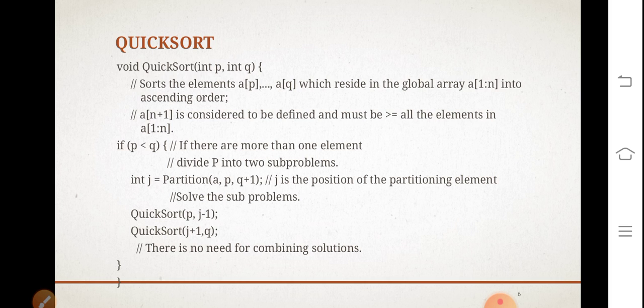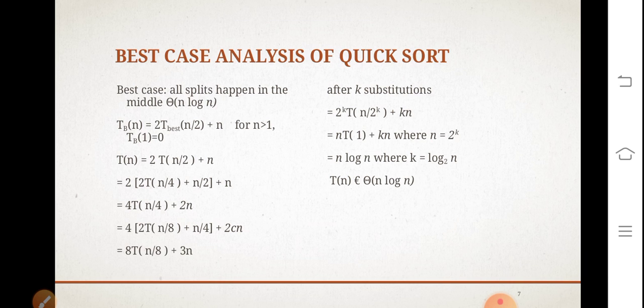Then solve the subproblems by calling the quicksort function itself, passing respective parameters, p and j minus 1 for the first half, then the second half j plus 1 to q. There is no need to merge them, that is, there is no need for combining the solutions. This is how the quicksort function works.